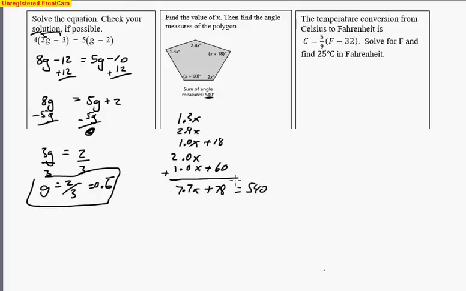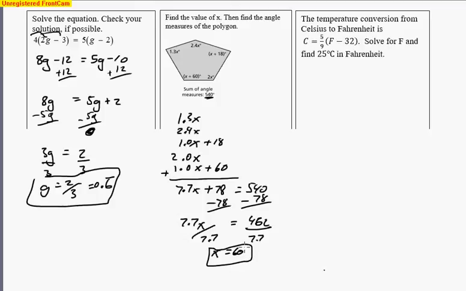So now I'll go ahead and do some opposite operations. I'll subtract the 78 from both sides. So I still have this 7.7x, and now it equals 462. Well, doing that division, dividing by 7 and 7/10 on both sides, gives me x equals 60. So that is the answer there, 60 degrees, since we're dealing in degrees.